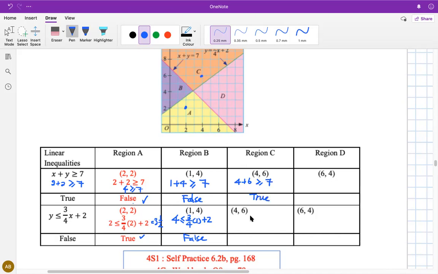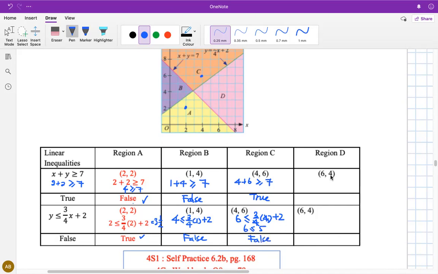Okay, so let's see the next one. 4 and 6, so 6 less than 3 over 4 times 4 plus 2. So you get 5. 6 is less than or equal to 5? So still false. Okay, so wrong.